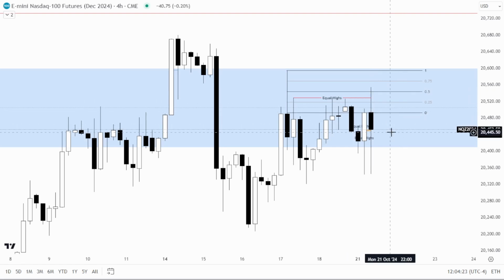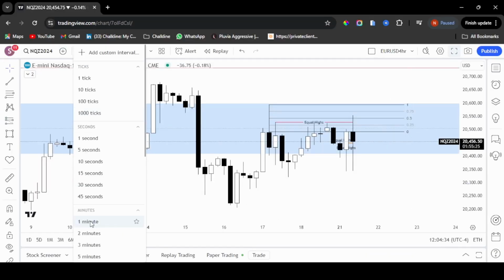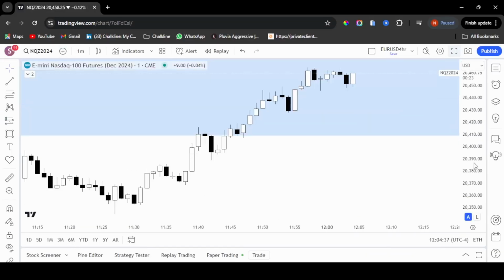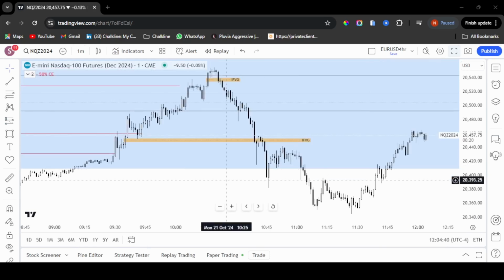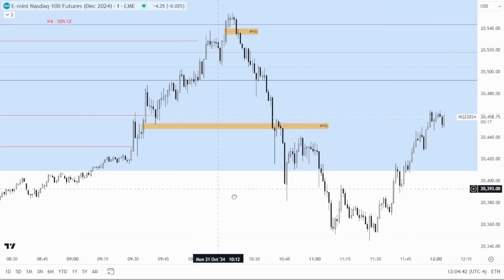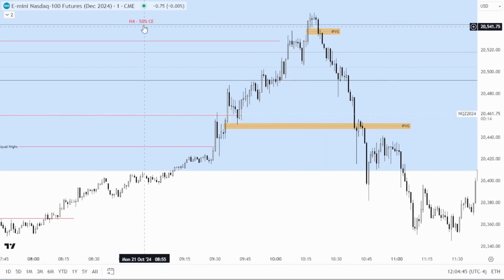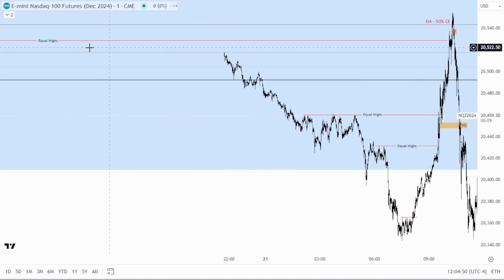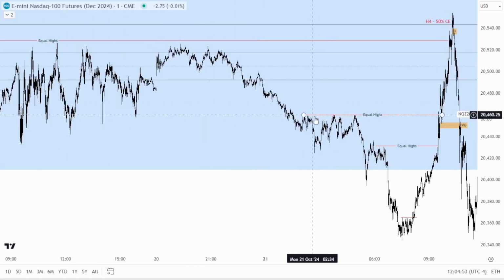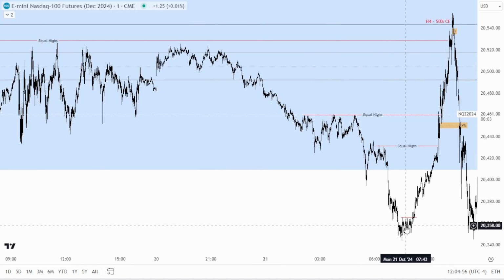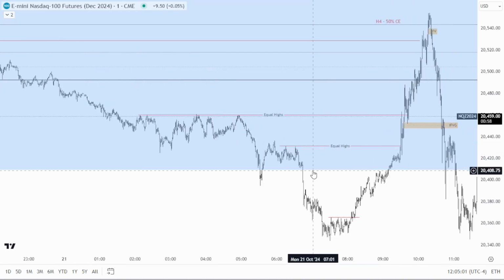If you take that on a 1-minute chart, which we're going to go through now, you'll see how it actually plays out, and you could have banked some good profits today. Let me jump into a 1-minute chart quickly and leave all those lines on there so you guys can see. Let's make this bigger. All right, so that H4 50% CE, that's the level we've marked out. These are those equal highs. I mean, there were equal highs here, and down here.